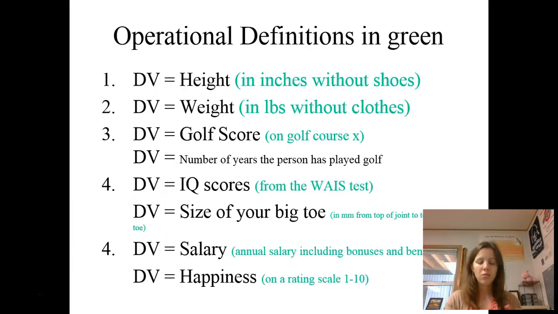So here are those original variables that I gave you a couple slides ago and how you potentially could operationally define them. So for your IQ score, there are a couple different IQ tests you can take. You've got to be specific about which one. Size of your big toe, we're going to measure it in millimeters from the top of your joint to the top of your toe. Salary, that includes bonuses and benefits. Okay, it's not just what your paycheck is. And then, like I said, happiness on a scale from 1 to 10.